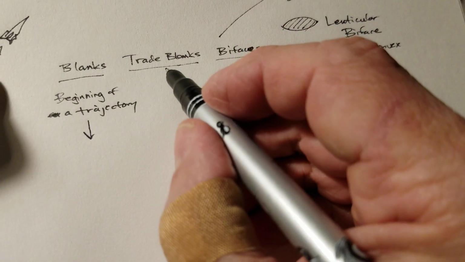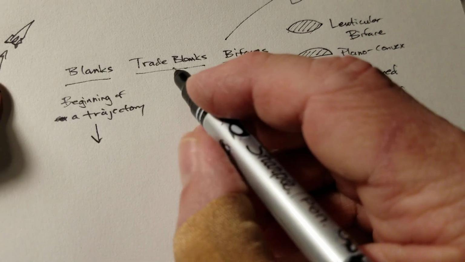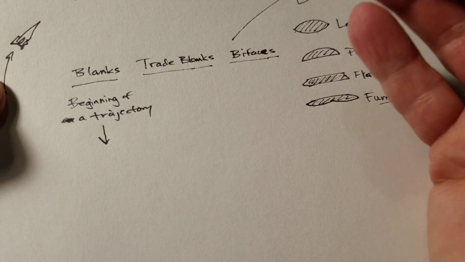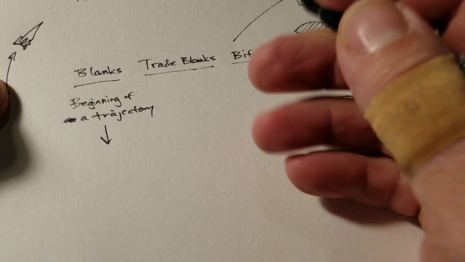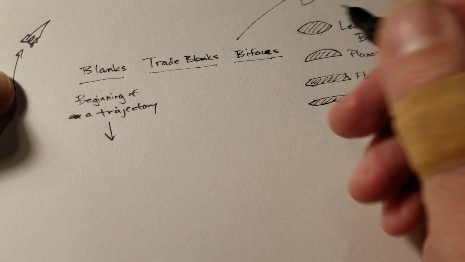All right. These don't have any trajectory yet. They could stay this way forever. Trade blanks, they could just be traded back and forth and never used. Bifaces could be just sitting there in a stash and never used. All right. A blank is the beginning of a trajectory.